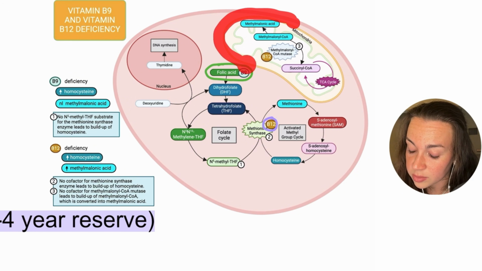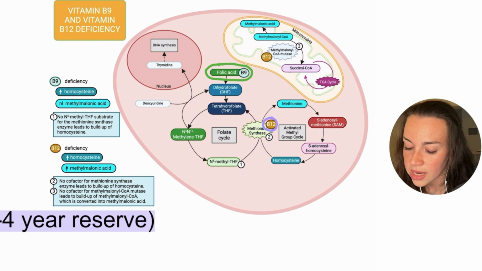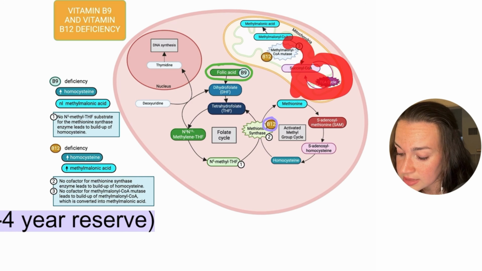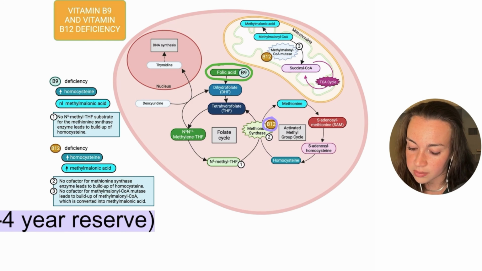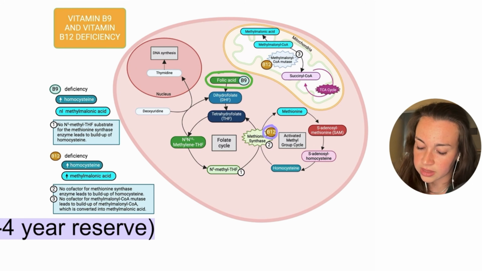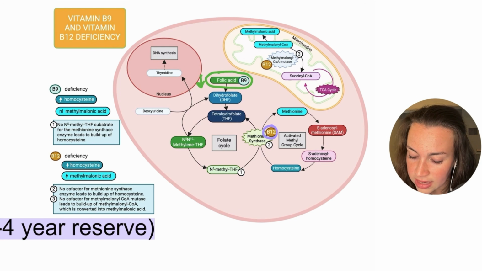Up here you can see some of the reactions that happen in the mitochondria, including the reaction of methylmalonyl-CoA, which can go to join the TCA cycle. And you can also see the interplay between the folate cycle and DNA synthesis. So here's the diagram we're working with. Now, let's say that we have a decrease in folate. We have a folate deficiency.